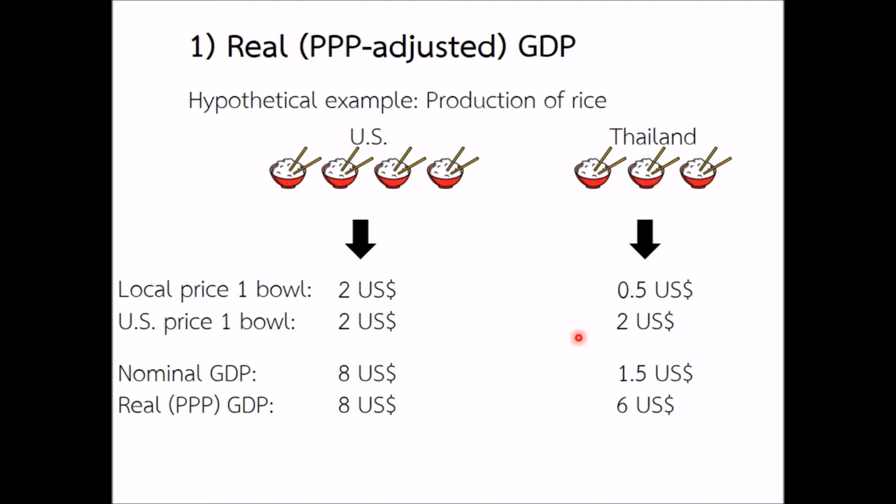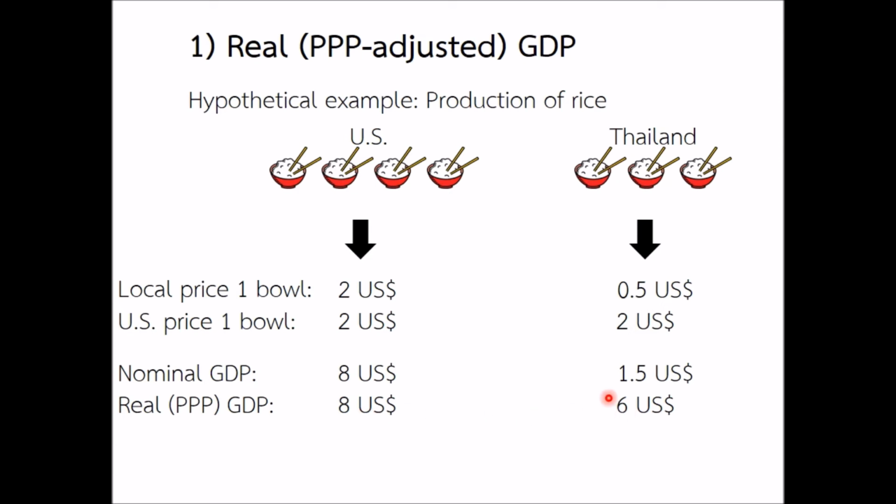But in Thailand, the picture looks very different. In Thailand now, we use another price than before. We multiply that price, 2 US dollars, by 3 and we get to 6 US dollars, which is much higher than the nominal GDP. And now we can see that we have a meaningful comparison in the production between these two countries. 8 US dollars compared to 6 US dollars in Thailand. This is a meaningful comparison that we can make between these two countries.